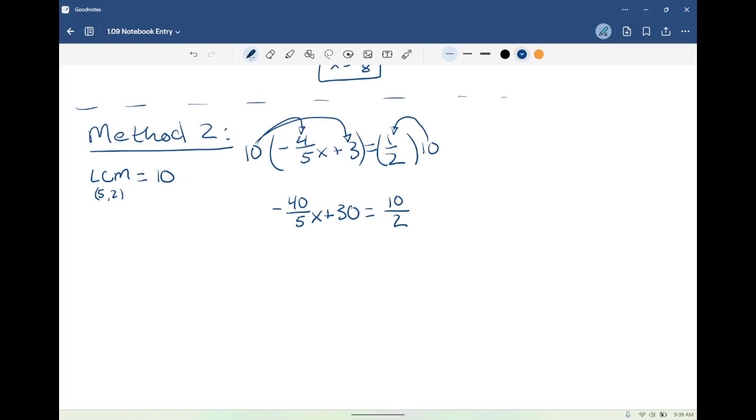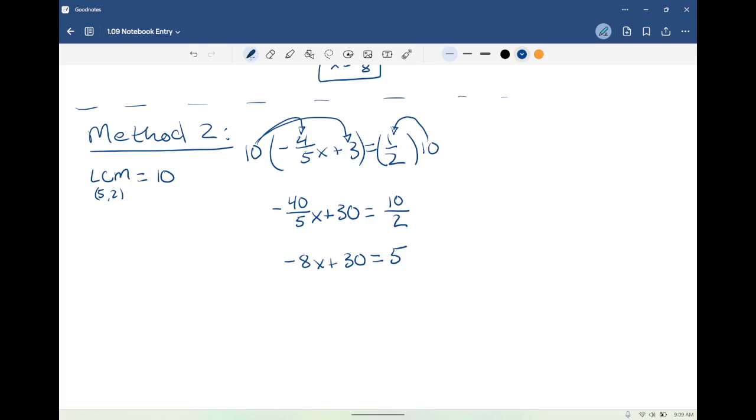Again, the reason I prefer this is because now let's actually look at our fractions. Okay, I have negative 40 over 5. Well, raise your hand. What is 40 divided by 5? 8. And this is really negative 8x plus 30 is equal to, well, now I have 10 over 2. Raise your hand again. What's 10 divided by 2? 5. And so just like that, I actually just don't have fractions anymore. They're just gone. And now I have what I think is an easier equation to deal with, and frankly looks more like what we've been doing.